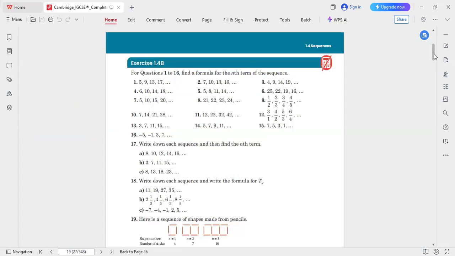Moving on to exercise 1.4b, for questions 1 up to 16, we need to find the formula for the nth term of the sequence. So let's go on with the first one. The first sequence is 5, 9, 13, 17, and so on.